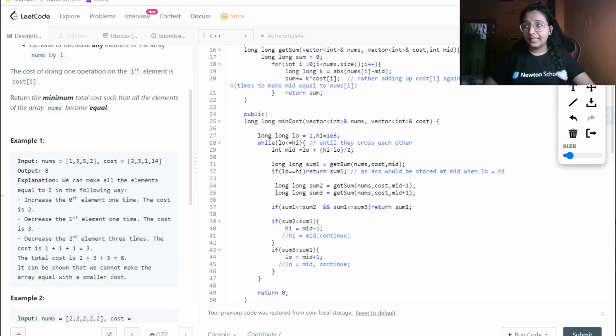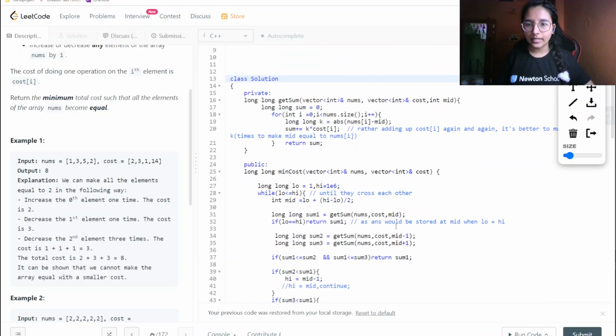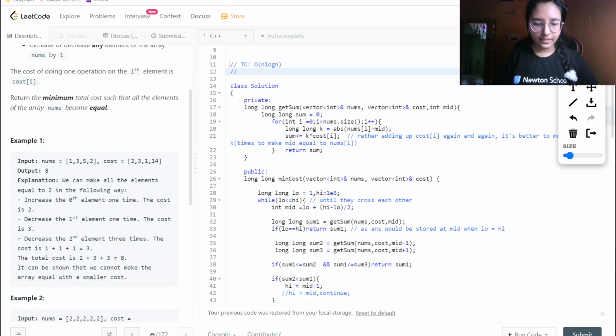Time complexity and space complexity for the same: basically we are not using any extra space. The time complexity is log of n, and the space complexity is order of 1. So this was all for this particular question.